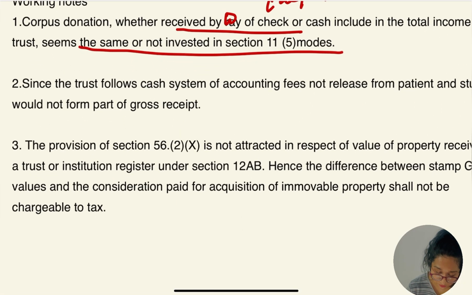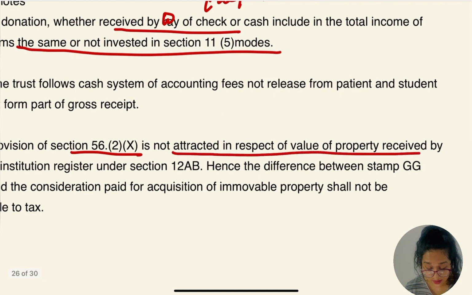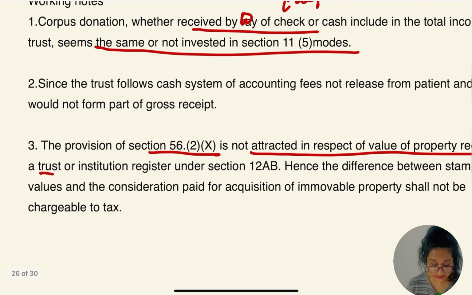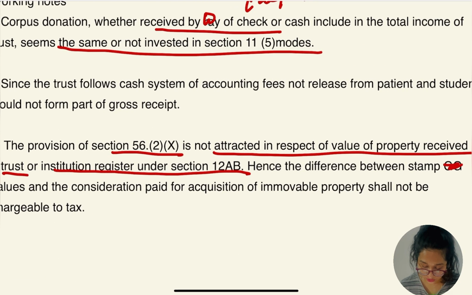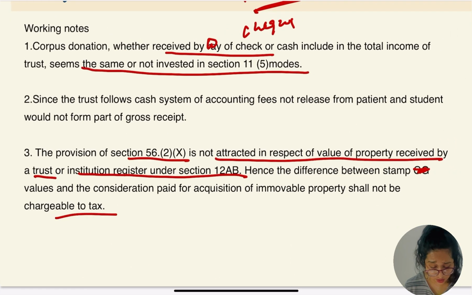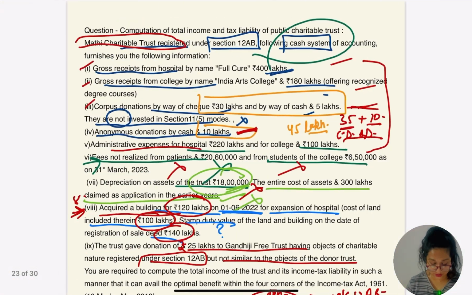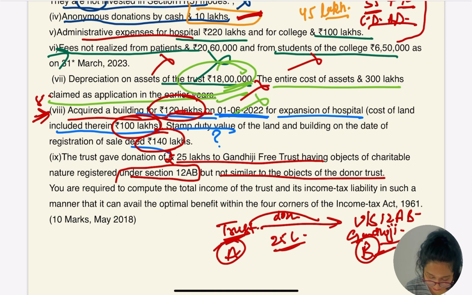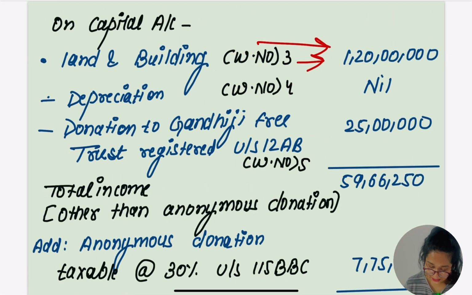The working note says the provision of section 56(2) clause 8 is not attracted in respect of the value of property received by a trust or institution registered under section 12. Hence, the difference between stamp duty value and consideration paid for the acquisition of immovable property shall not be chargeable, as section 56 is not going to apply here. So we are going to take the cost, the cost which we have acquired, which means 120 lakh. This is going to be our applied amount.